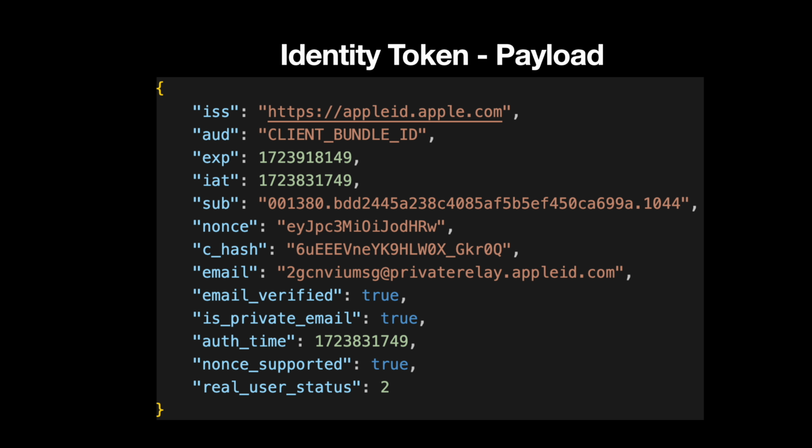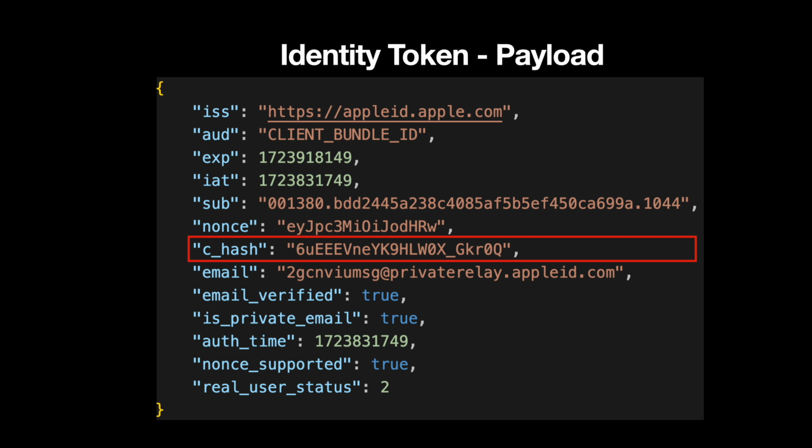Let's see the identity token payload. This is the complete user information which we require. ISS is the issuer and it's always appleid.apple.com. AUD is the audience, which is the client bundle ID, your application's bundle ID. The expiry time of the token, the time when the token was created. Sub is the user identifier, which is returned in the Apple ID credential. Nonce, we'll discuss this later on. This is used to secure the request. It is being sent from the device in the request and then it is validated at the server.